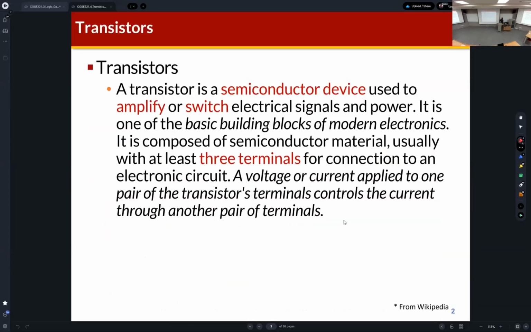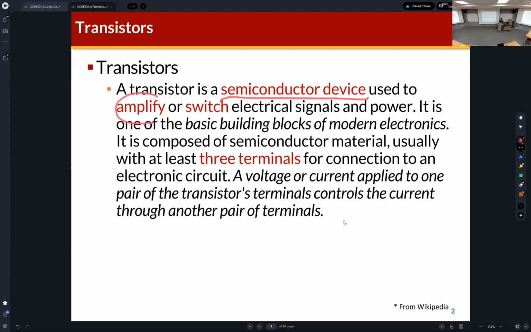Okay, then what are transistors? This is the definition of a transistor. I just copied this definition from Wikipedia. What can you see? What is a transistor? It's a semiconductor device. Okay, as I mentioned, everyone knows. Then why do we use a transistor to build electric circuits or electric systems?